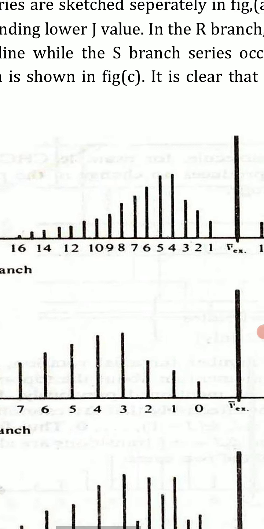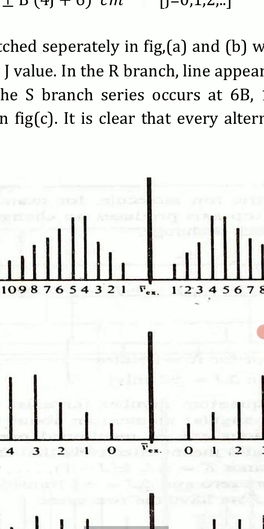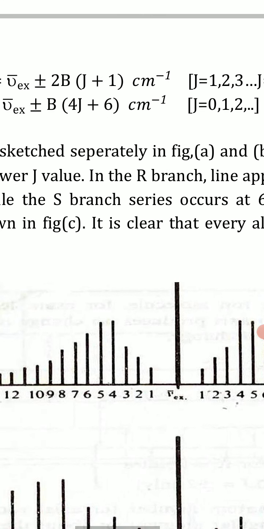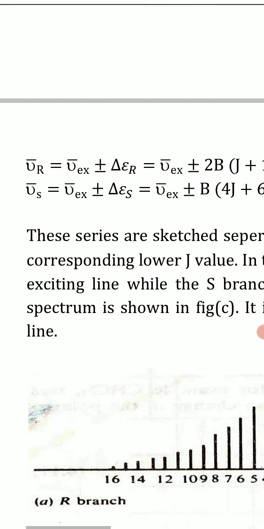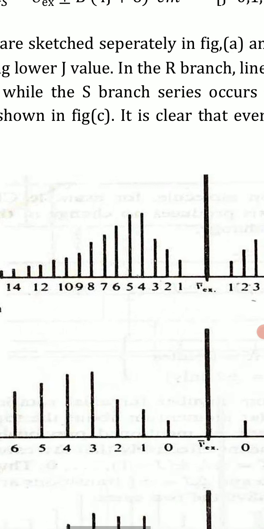These R branch lines are shown in this figure. In the center, we have the wave number of incident radiation nu_ex bar, and on the left and right sides, we have these R branch lines starting for J equal to 1, 2, 3, 4, 5, 6. J equal to 0 is not allowed here. This difference can be obtained by using this formula for nu_R bar. We put the value of J as 1, then 2, then 3, and these lines are obtained.